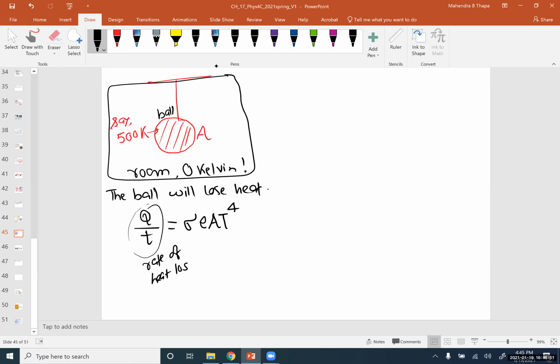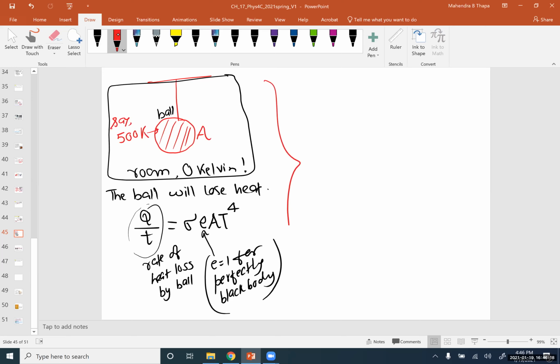Okay, heat loss by the ball. In general, if it's not given, we assume E is equal to 1 for a perfectly black body. We'll come to this point. A is the surface area. We can come to the other situations, because room temperature at 0 Kelvin is not possible in most scenarios.